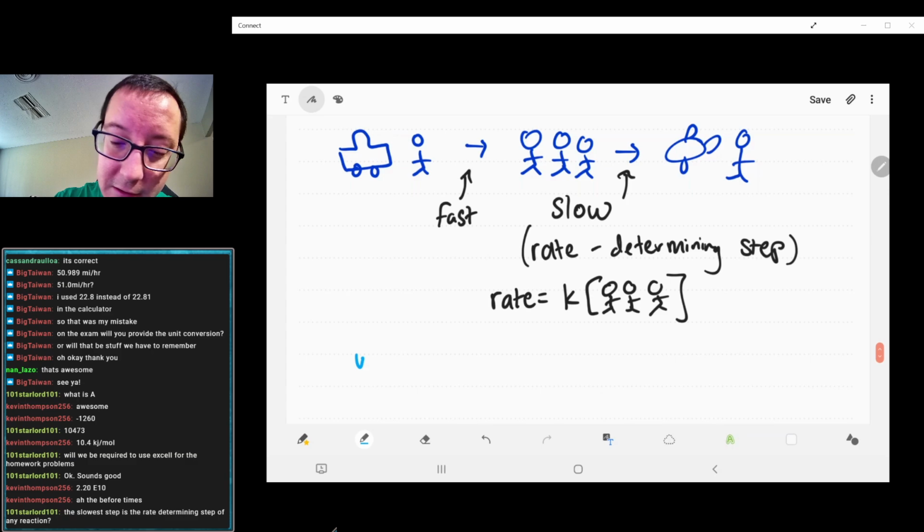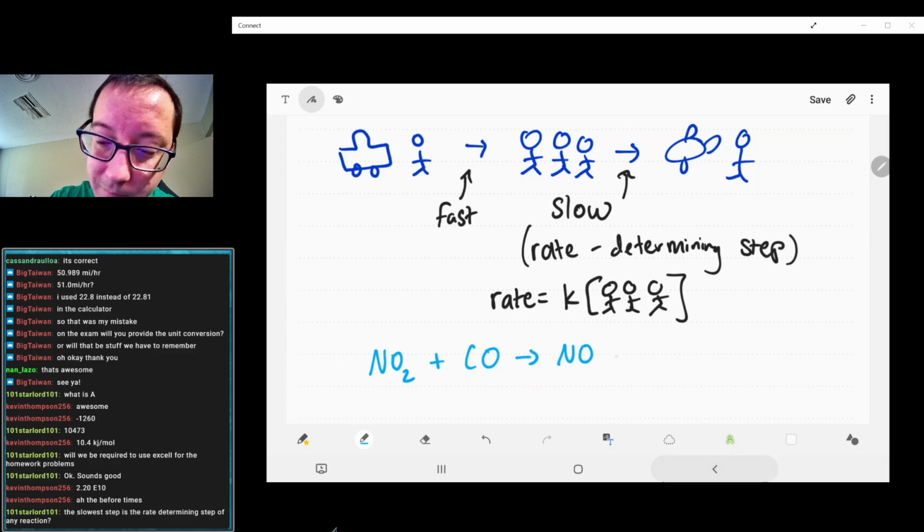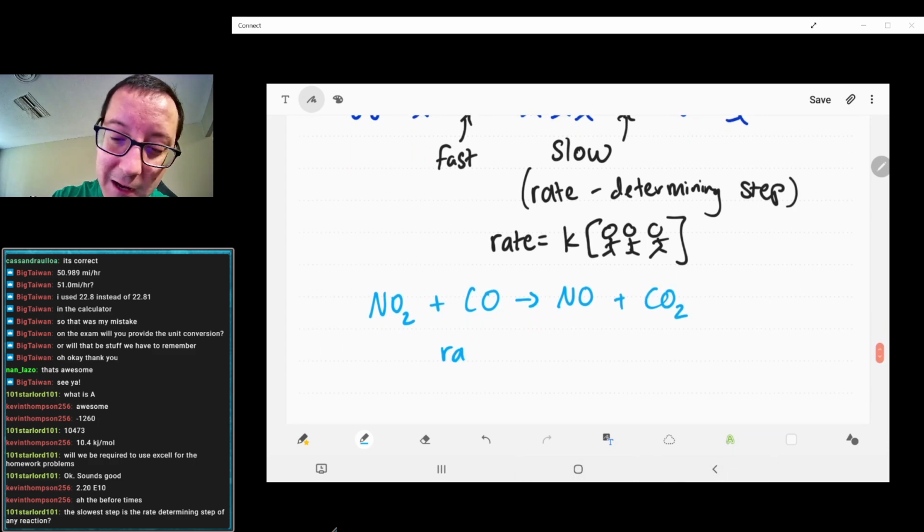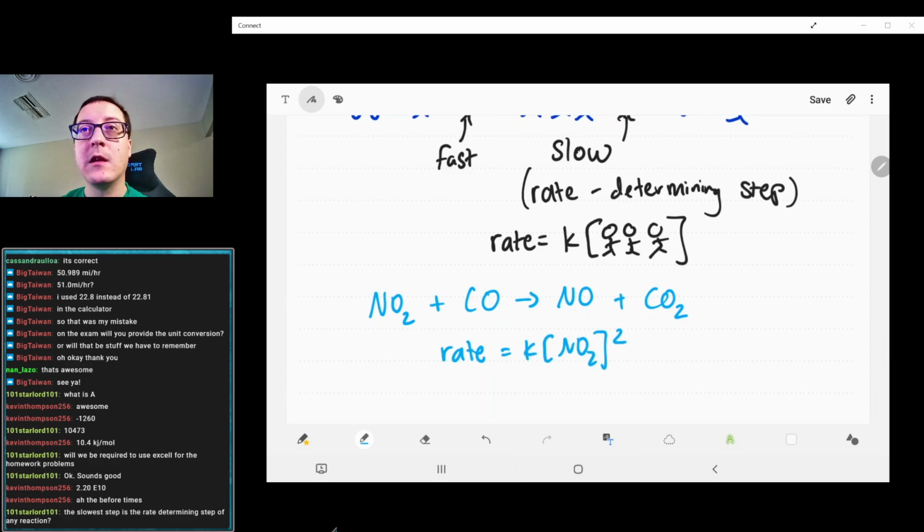So let's look at our NO2 plus carbon monoxide turns into these things. And experimentally we saw that the rate was that. Your slowest step is the one that will determine your rate.